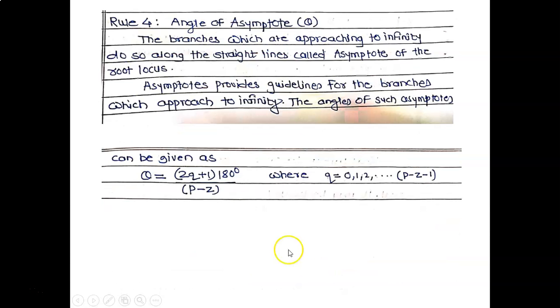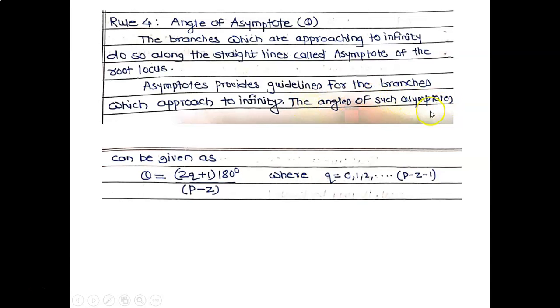Now rule number 4, angle of asymptote. We have to calculate angle of asymptote, that is theta. This is the equation how to calculate. First of all is theory. The branches which are approaching infinity do so along the straight lines called asymptotes of the root locus. Asymptotes provide guidelines for the branches which approach infinity.